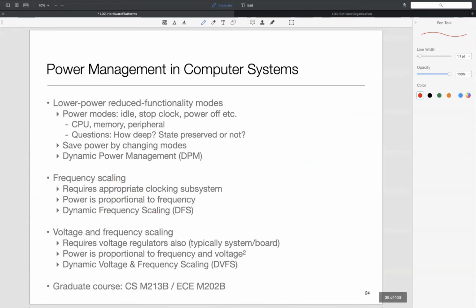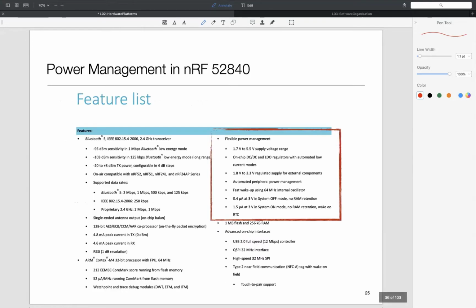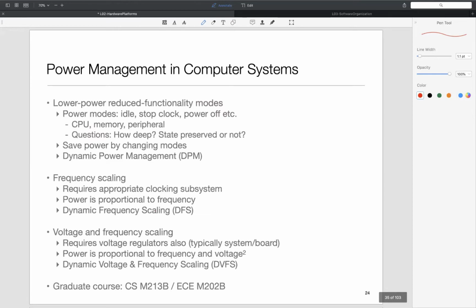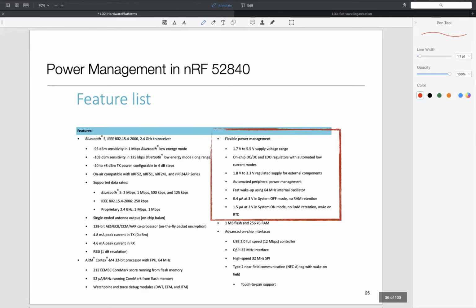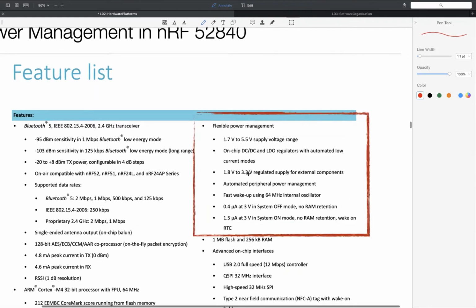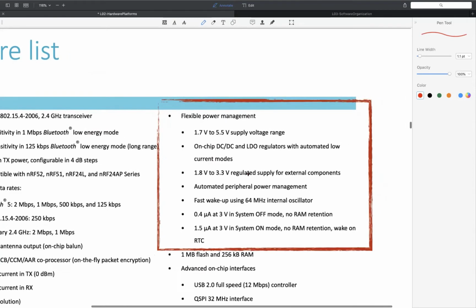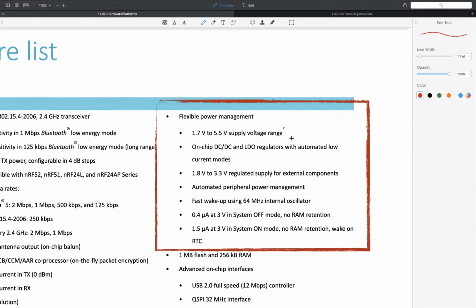Okay? So let's see. Some other courses in CS and ECE do cover some of these things. Occasionally, I teach this course 202B, which goes more in depth into energy management. Okay. Now, what about our processor? If you look out here, it has lots of interesting capabilities. Firstly, it can accept a large range of voltages. So if the surrounding board has the ability to change the voltage, it can benefit from it.